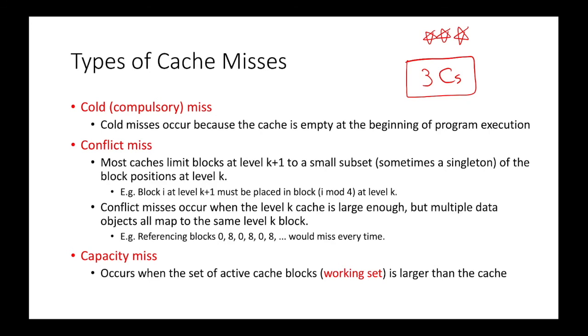The third and last cache miss type is a capacity miss. It occurs when the set of active cache blocks, also known as the working set, is larger than the cache. This type of cache miss can be fully avoided if we increase the cache size.